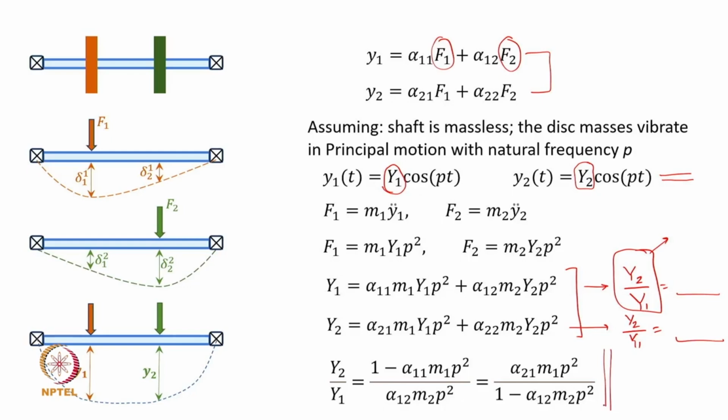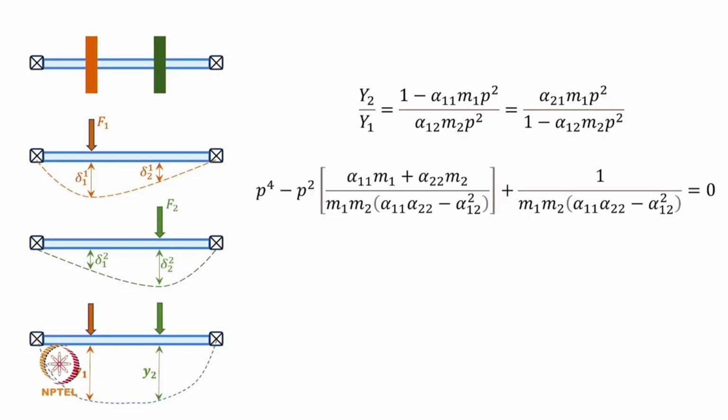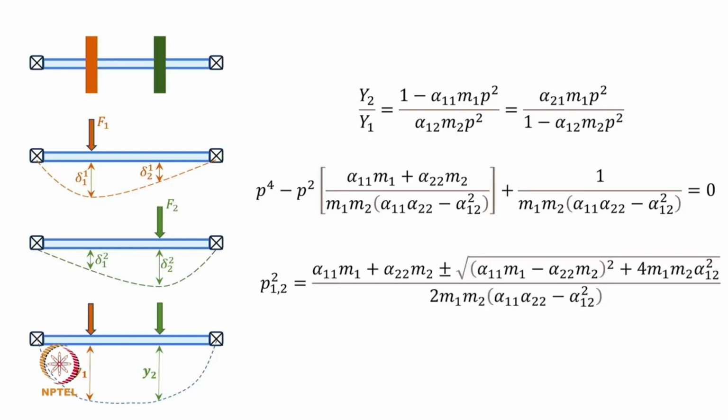And then of course, when you cross multiply, what do you get? You get the frequency equation. If you cross multiply, you will get a quadratic in p square, that is what you see here. Simple mathematical manipulation will give you this characteristic equation. When you solve this characteristic equation, you get the natural frequencies, and obviously something similar to what we have discussed in the early part of the 2 degree of freedom system.